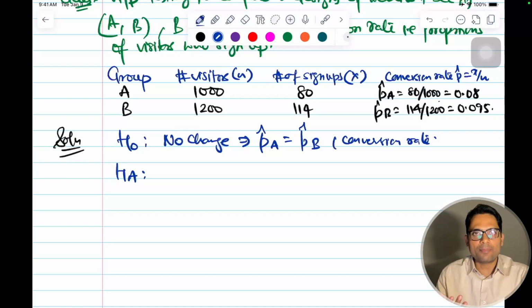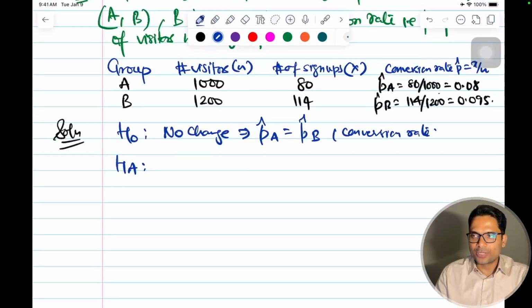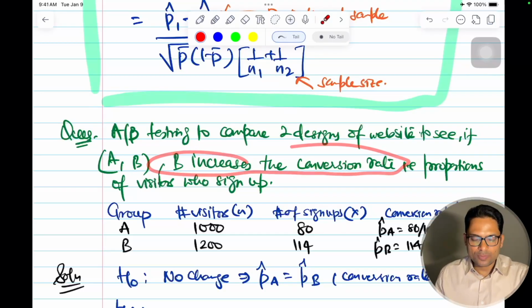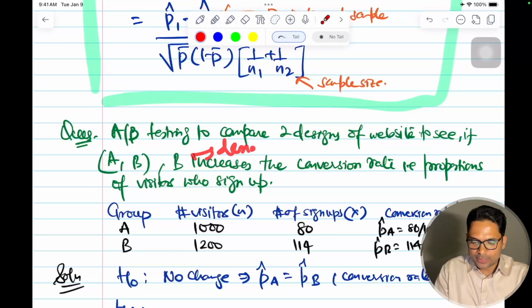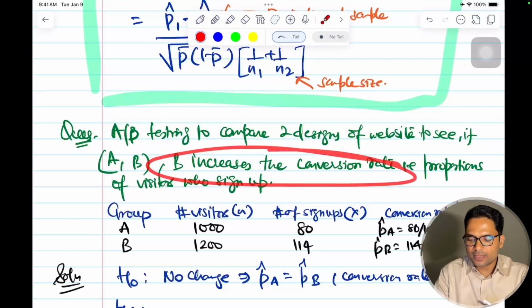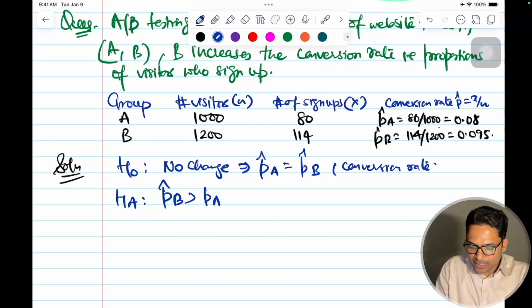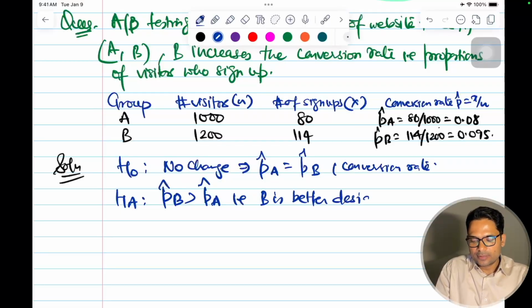And what is the alternate hypothesis? That's the claim that I'm making. Depending upon that, whether I'm doing a right tail test or left tail test, one-sided or two-sided test, will be determined. So here I say that B increases the conversion rate. So my B design is better. There are two designs, and design B increases the conversion rate. So I say that proportion B is greater than proportion A. That is, B is better designed in terms of conversion rate.